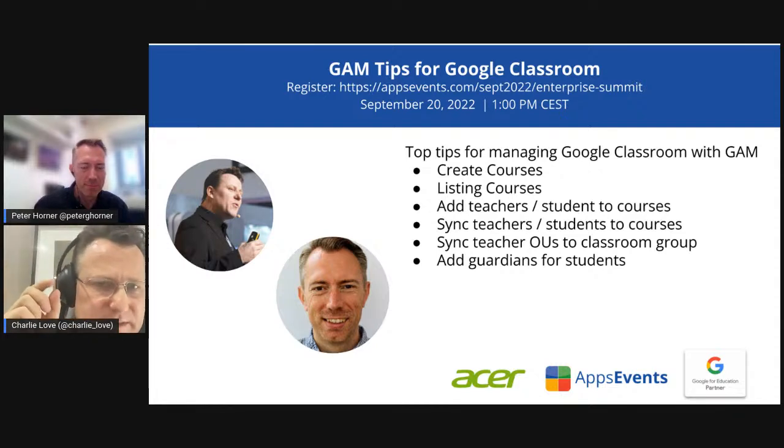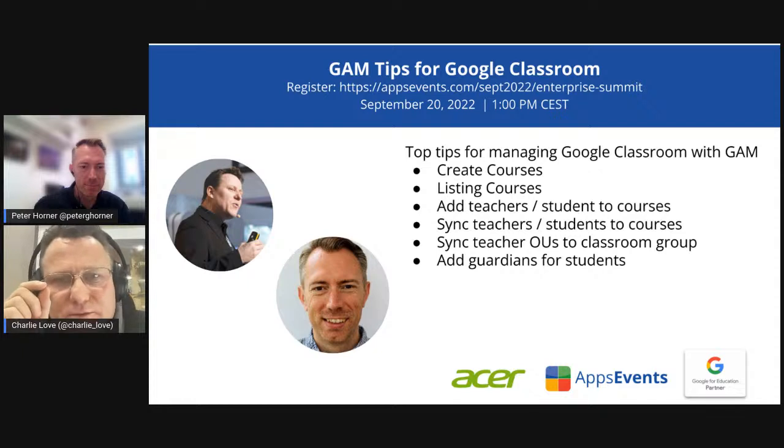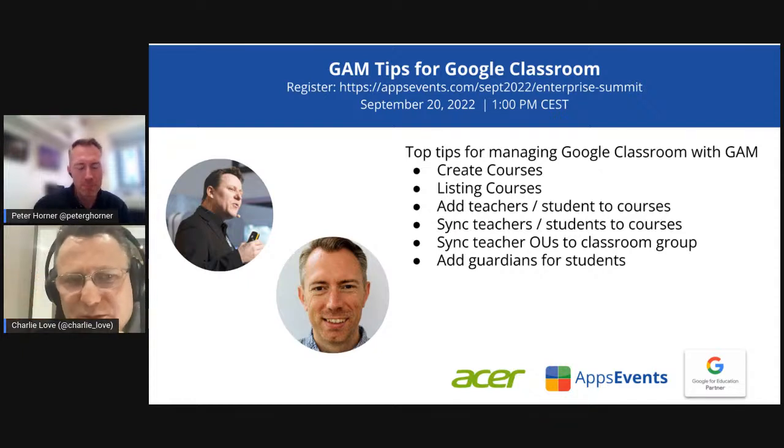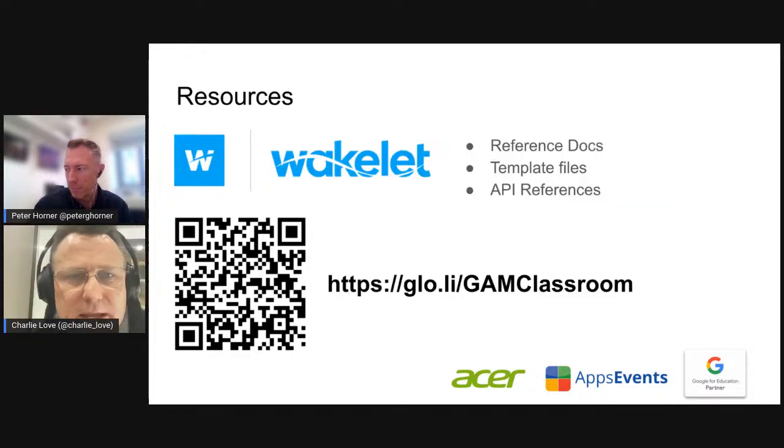And then we'll talk about syncing OUs to your Google Classroom teacher group, so that you can make sure it's your teachers who are creating your classes and not your students. And then finally, we'll wrap that up by looking at Guardian Access and how that works, and a few of the things around setting that up. So that's a quick overview of what we're going to do today.